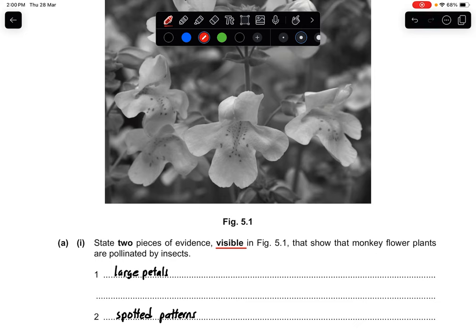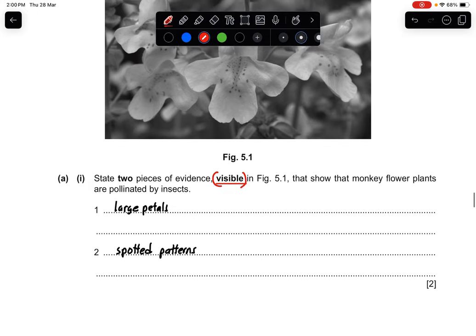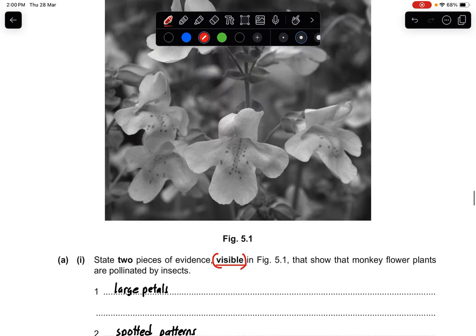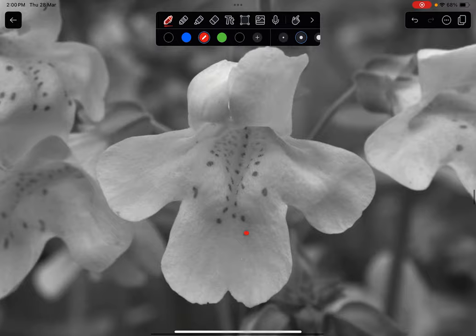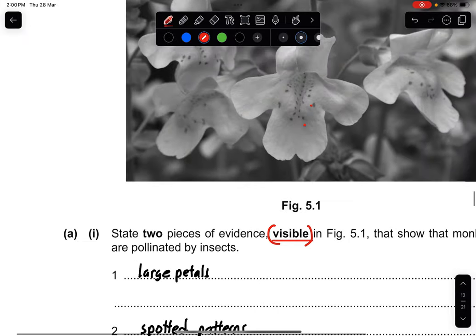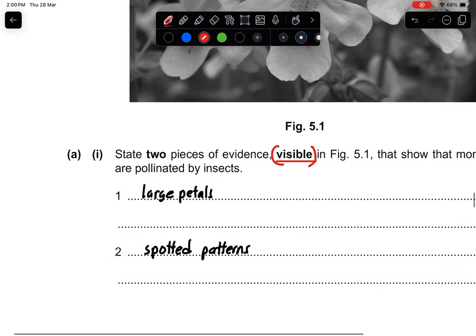Insect-pollinated plants always have petals which are large in size. Don't just write petals. Colorful petals are not even accepted, because you cannot see colors. They want visible, so large petal is the only answer. Then spotted patterns. You can see that there are so many dots, right? These dots are there to attract the insects to come close to the plant to start pollinating them. So these are the two rather easier answers that I can think of.